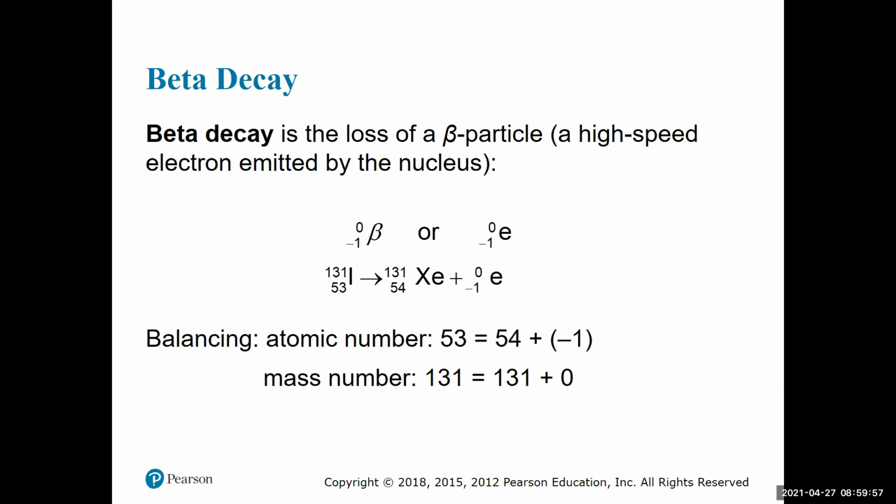And so now we go and make sure everything balances. The top part is trivial, 131 on the left, 131 and 0 on the right. But on the bottom, this is how we remember that it goes up 1. We had a -1 emission here on the right-hand side. So -1 plus a +54 is 53, and it's 53 on the left-hand side. So we know we've got things balanced there.